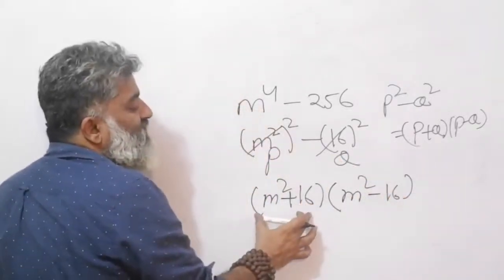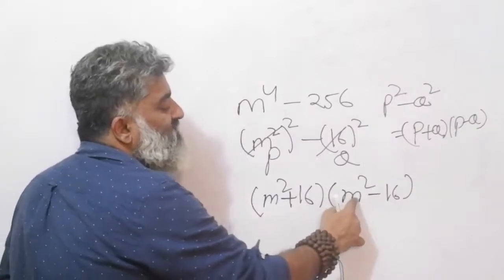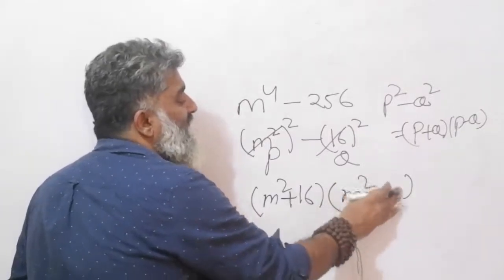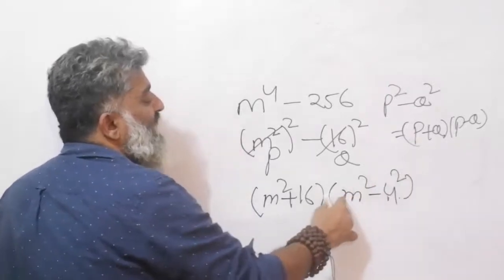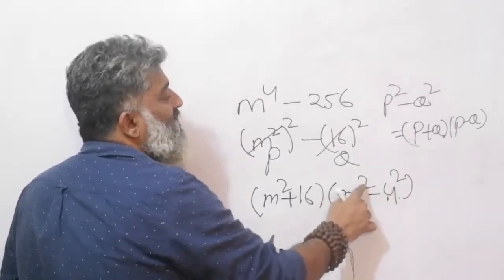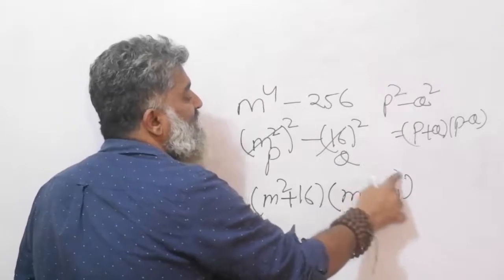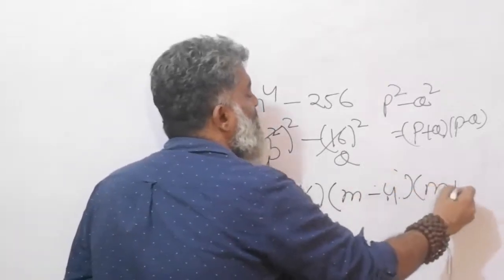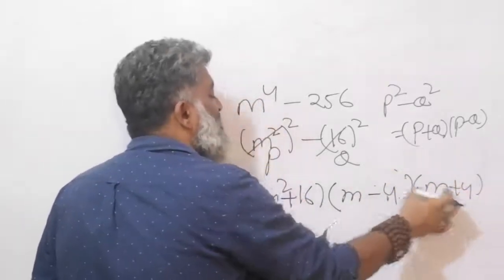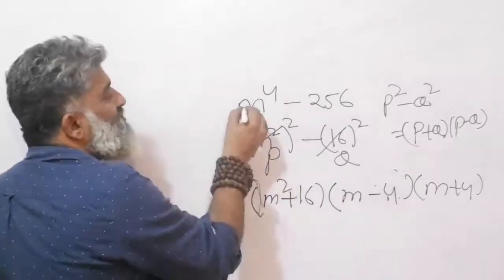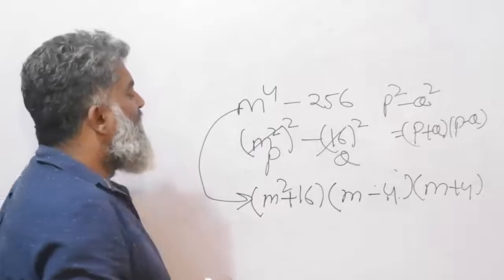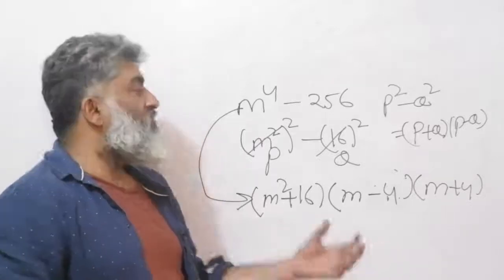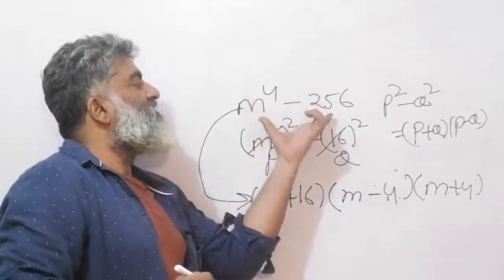I can't do much with the first factor, but the second is again very similar because this is m square and instead of 16 I can write 4 square. So m square minus 4 square, which I know is nothing but m minus 4 into m plus 4, a plus b into a minus b. So this expression can be rewritten in this form. I'm sure I can further play with this also.